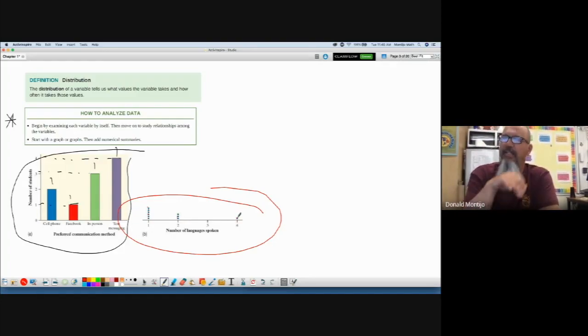So here they asked the same 10 people, how many languages do you speak? Oh, I answered that with a number. It's quantitative. And then how do I display that quantitative data? One way that we could possibly display that data is through a dot plot. And that's what you see here in example B.